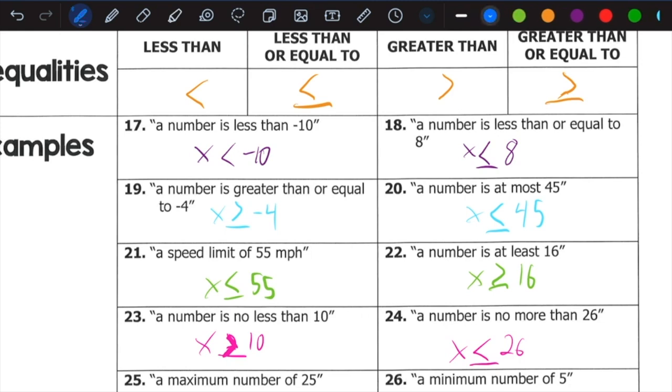And the last two here, a maximum number of 25, meaning the highest we get is 25, or we can be lower than it, so that's x is less than or equal to 25. And then a minimum number of 5, meaning we can be bigger than 5, or we can be equal to 5. So that wraps up our 1.4 lesson for today, and that wraps up our unit as well.